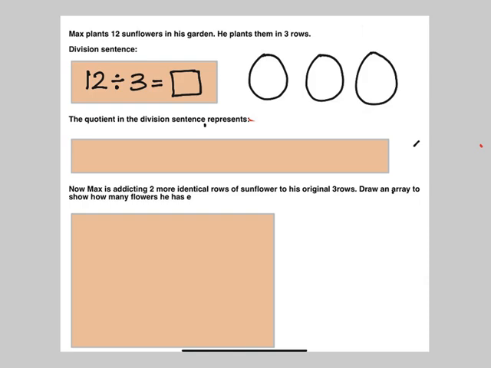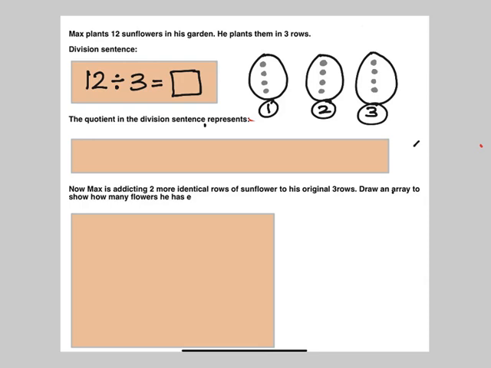Let us divide the 12 into 3 groups. So I have made 3 groups, group 1, group 2 and group 3. Now let's start doing it. So 1, 2, 3, 4, 5, 6, 7, 8, 9, 10, 11, 12.